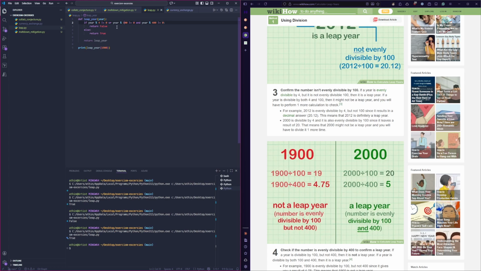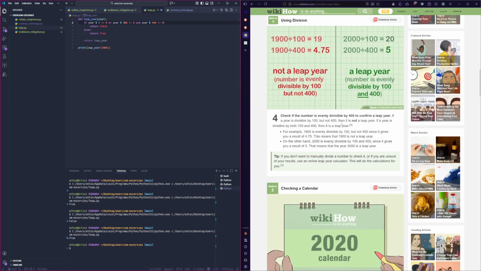So, and it has to divide by 400. It's giving me a true. It's not supposed to be giving me a true. Jeez, bro. If year or year end. Alright, let's look at this right here.